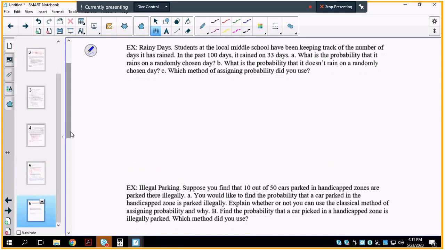Rainy days. Students at the local middle school have been keeping track of the number of days it has rained. In the past 100 days, it rained for 33 days. What is the probability that it rains on a randomly chosen day? So it rains on a randomly chosen day. I will say probability, and let's use the letter R for it rains. So the probability it rains should be 33 out of 100. So that's 0.33 in the probability. That's the first part of the question.